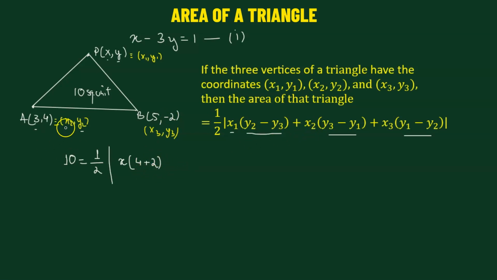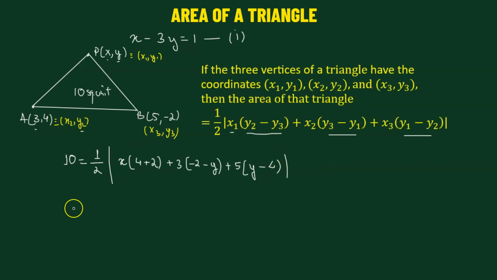Moving on to x2, which corresponds to 3. So we have 3 multiplied by y3 minus y1. Here y3 is negative 2, and y1 corresponds to y. So we have negative 2 minus y. Added to that, we need x3, which corresponds to 5, where 5 is multiplied by y1 minus y2. So y1 corresponds to y, and from here we subtract y2, the y coordinate of A, which is simply 4.